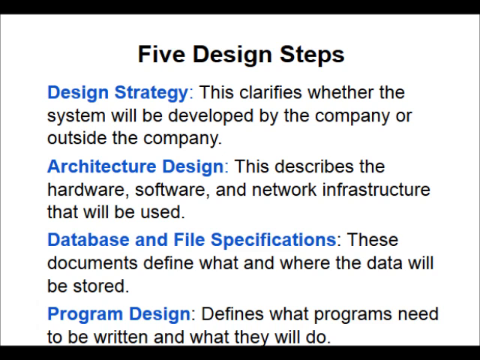So the first thing is design strategy. This clarifies whether the system will be developed by the company or outside the company. Next is architecture design. This describes the hardware, software, and network infrastructure that will be used. Then there is database and file specification. These documents define what and where the data will be stored. And the last is program design, which defines what programs need to be written and what they will do.